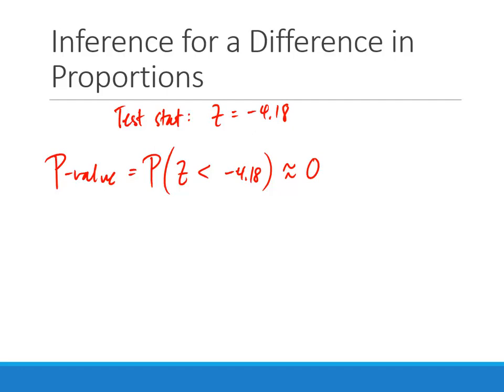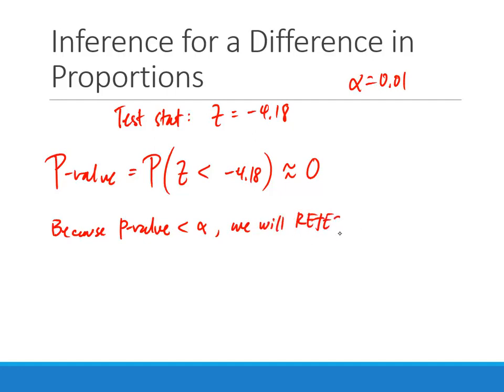Okay, I guess I did tell you to use alpha. Alpha was 0.01 here. So what is our conclusion? We will reject the null hypothesis because our p-value is very small and less than alpha. Because the p-value is less than alpha, we will reject the null hypothesis.